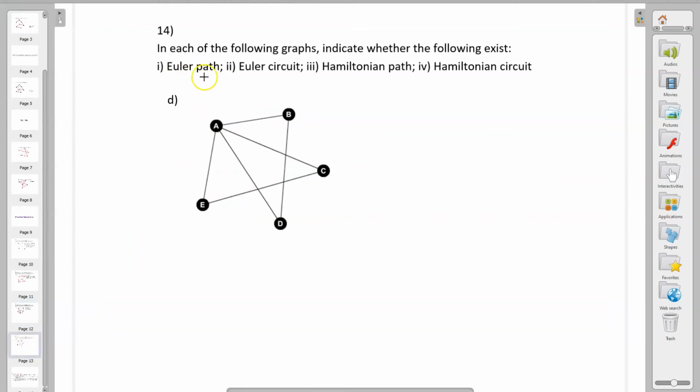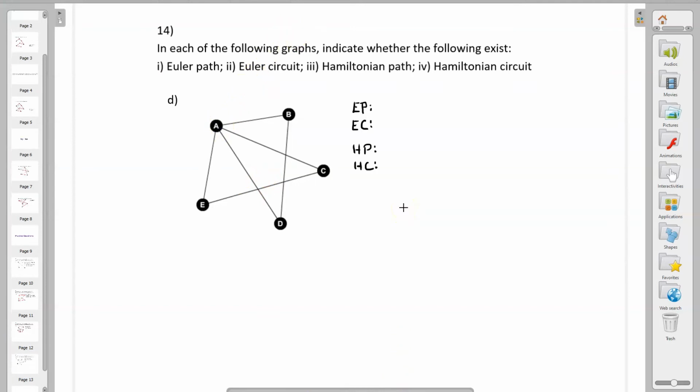Once again, looking for an Euler path. Look at our requirement. We need to have exactly two odd degree vertices, or we know if we've got all even degree vertices, then we'll have an Euler circuit. So let's take a look at what we've got. A is 4, B is 2, C is 2, D is 2, and E has a degree of 2. So everything has an even degree. As a result, we know that we're going to have an Euler circuit, which means we've also got an Euler path. Let's start off looking for the Euler path.